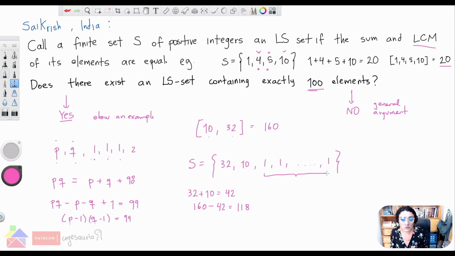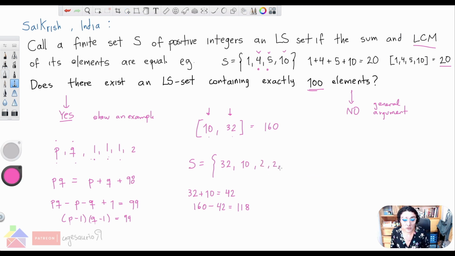But these ones add up to 98, so we're missing 20. So the answer is really simple. We just change 20 of these ones to 2's. The least common multiple is not affected because 2 is one of the divisors of both 10 and 32, so nothing changes really, just the sum. So that does it. We just built an LS set with 100 elements.